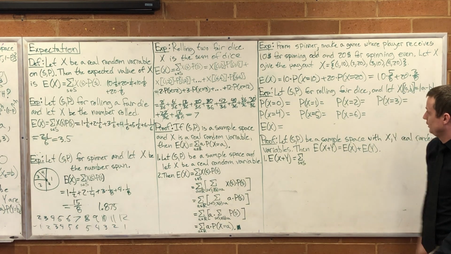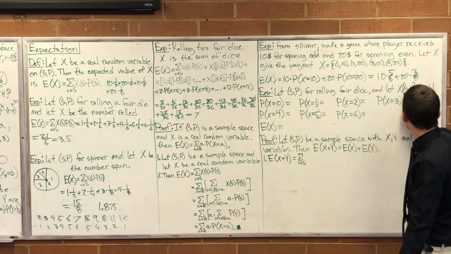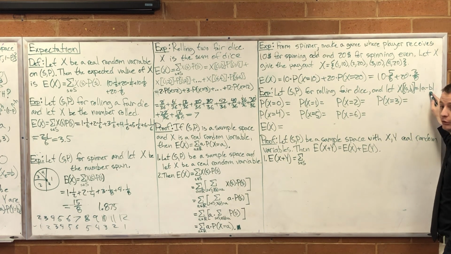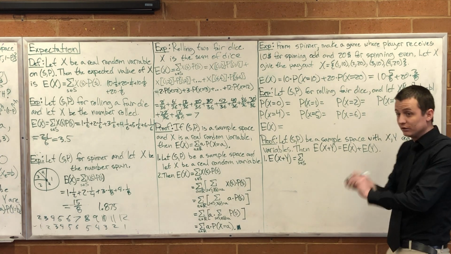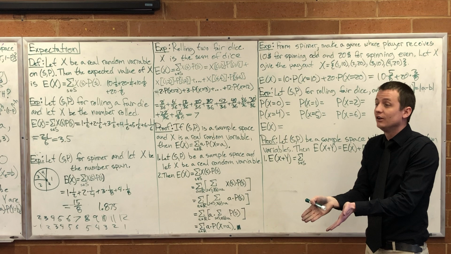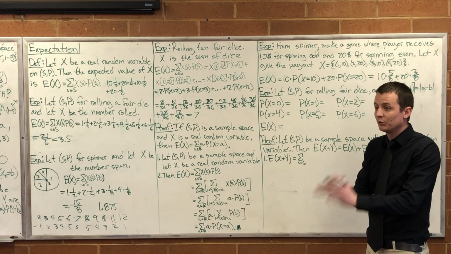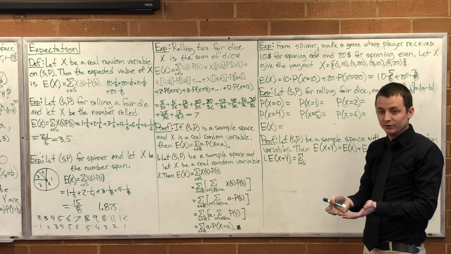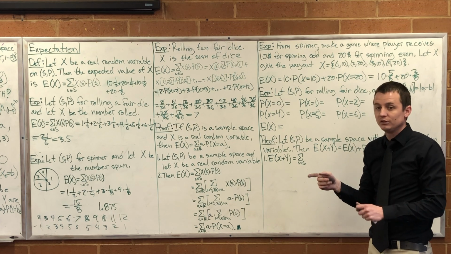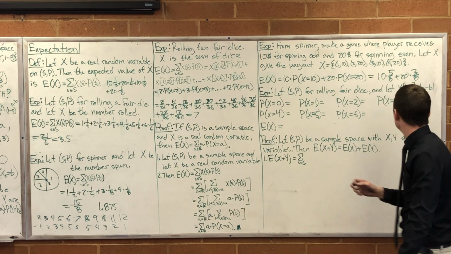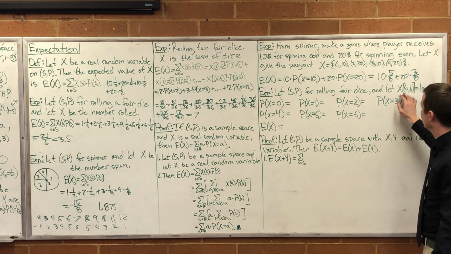Let's calculate some more probabilities. Let S be the sample space for rolling two fair dice, and let X be the absolute value of the difference of the dice. So in other words, if I roll a 6 and a 3, what's the absolute value of their difference? 3. If I roll a 5 and a 5, what's the absolute value of their difference? 0. It's just the difference between the two dice. Okay, so that's our random variable.